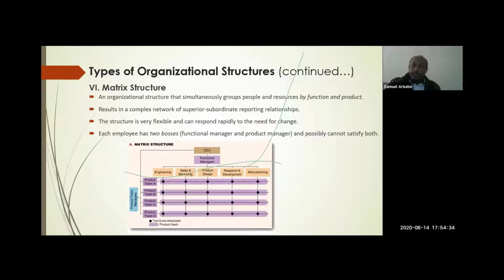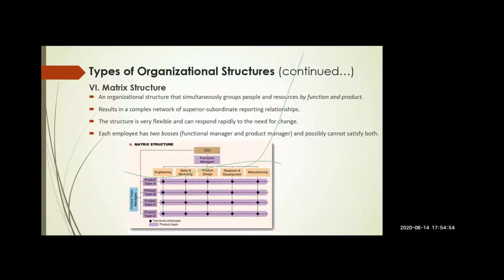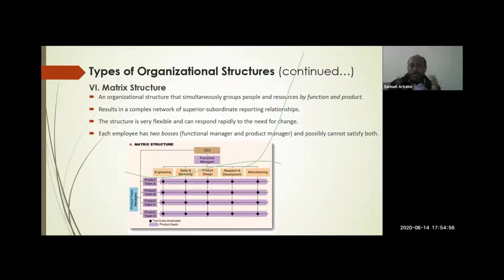The sixth one, which is the matrix structure, is a structure where we have a combination of more than one. So we have, for instance, the product structure combined with teams, product structure combined with geography, product structure combined with market, and so on. So this kind of combination could be called the matrix structure designing type.